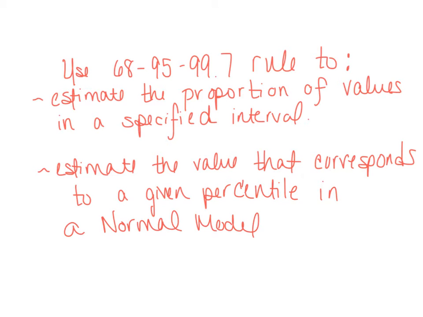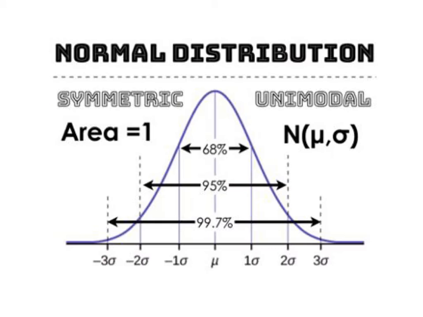So our first goal here is to use our 68, 95, 99.7 rule to first estimate the proportion of values in a specified interval, or estimate the value that corresponds to a given percentile in a normal model. So here's one example of a normal model. You can see that it's symmetric and unimodal, and we discussed that a normal model has two parameters. It has a mean and a standard deviation. This is mu, the mean, and this is sigma, the standard deviation.